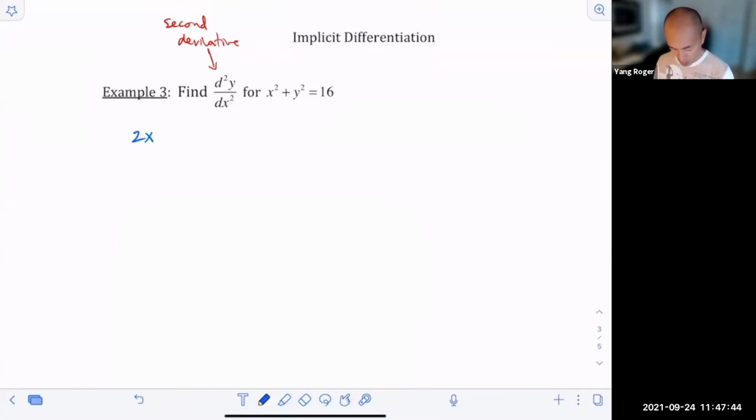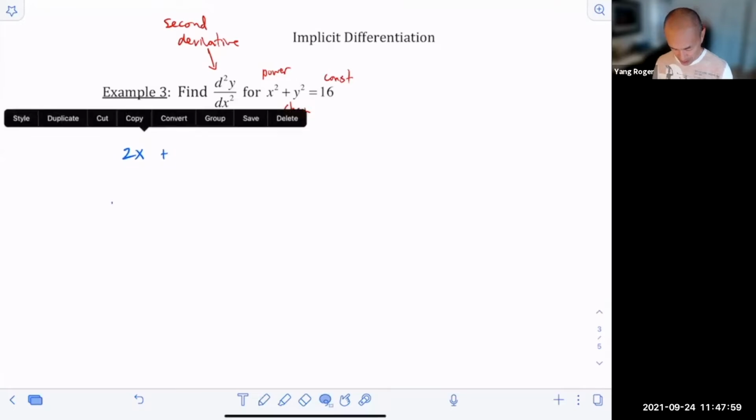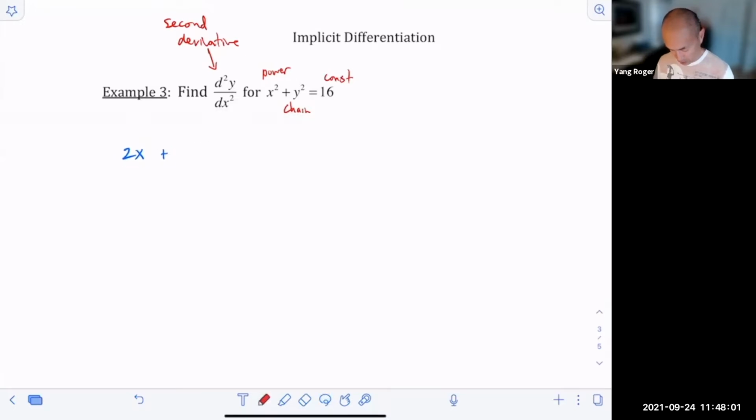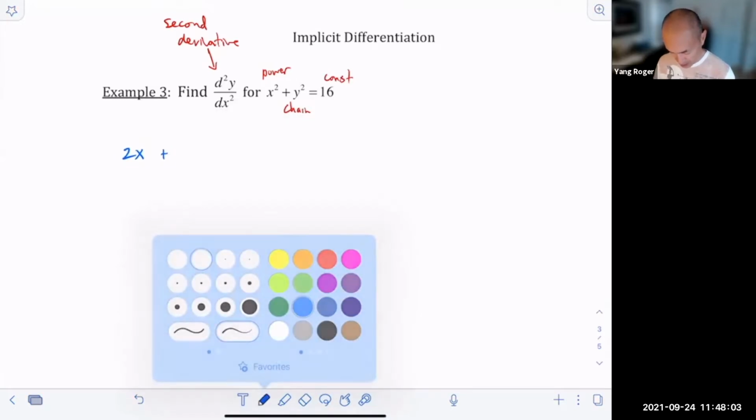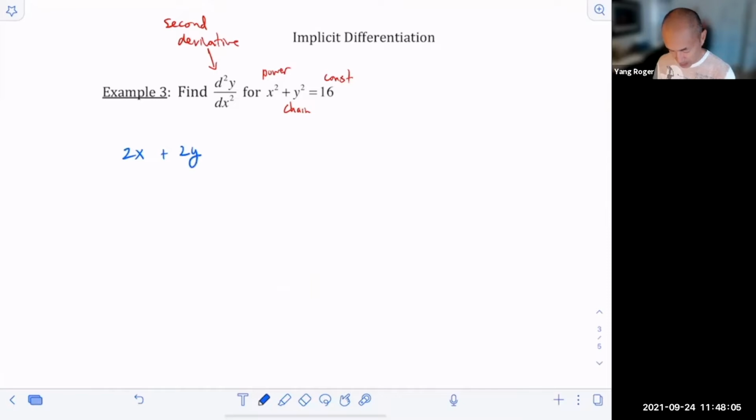The derivative of y squared, I need the chain rule. So maybe I'll write my little things here. This is power, this is chain, this is constant. So my derivative is going to be, for the chain rule, 2 times something. You keep the inside, which is y, multiplied by the derivative of the inside, which is dy dx. And then the derivative of 16 is just 0.